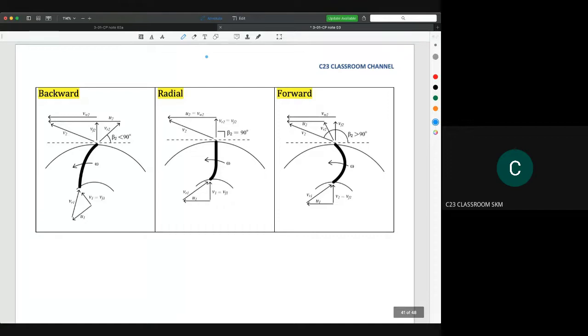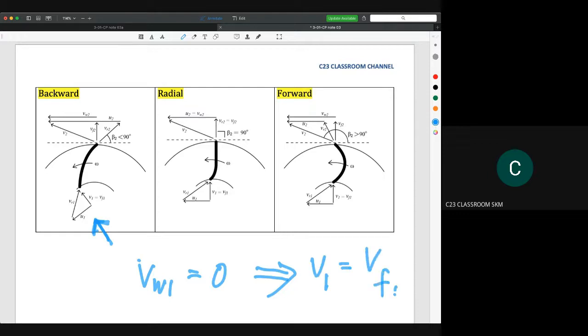Okay, so again, this is maybe the conclusion for what we discussed just now. We have three types of blade: backward, radial, and forward. I show you all the velocity triangles, and this is the summary. If you look here, the velocity triangle is simplified into this triangle because we assume that V1 is equal to 0. So if V1 is equal to 0, V1 is now equal to VF1.